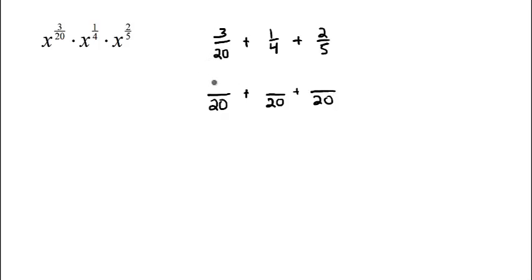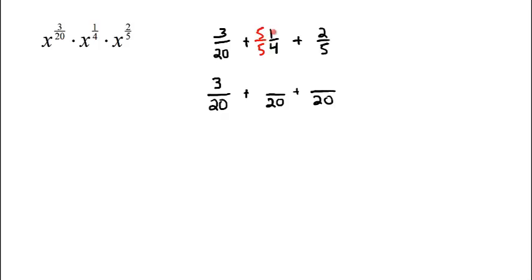We need to fill in the numerators. So 3 over 20 is 3 over 20. But what do we have to multiply 4 by to get 20? That's going to be 5. So if we multiply this 4 by 5 to get this 20, you also have to multiply the top part, because you don't want to change the value, you just want to change the way it looks. So by multiplying 1/4 by 5 over 5, which is just 1, that doesn't change the value.